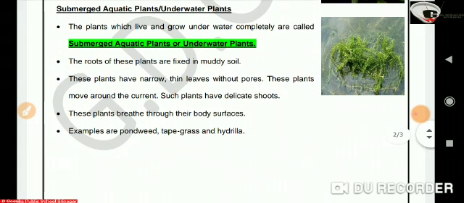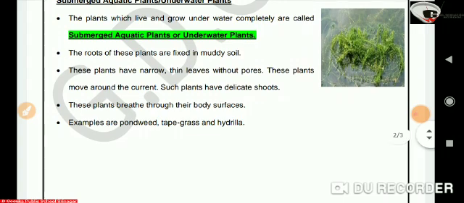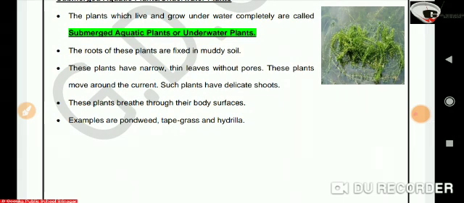These plants move around the current. Such plants have delicate shoots. These plants breathe through their body surfaces. Examples of submerged aquatic plants are pondweed, tape grass and hydrilla.